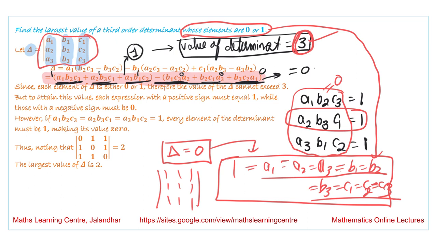But if we try to write a determinant in this form, its value is 2. So what we can say is that this determinant cannot attain the value 3, but we can find a determinant with zeros and ones. This is an order 3 determinant whose value is 2. So we are saying the largest value of the determinant can be equal to 2.